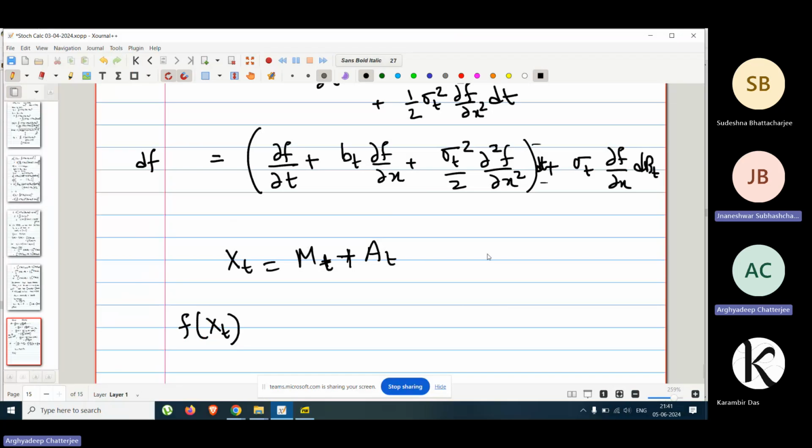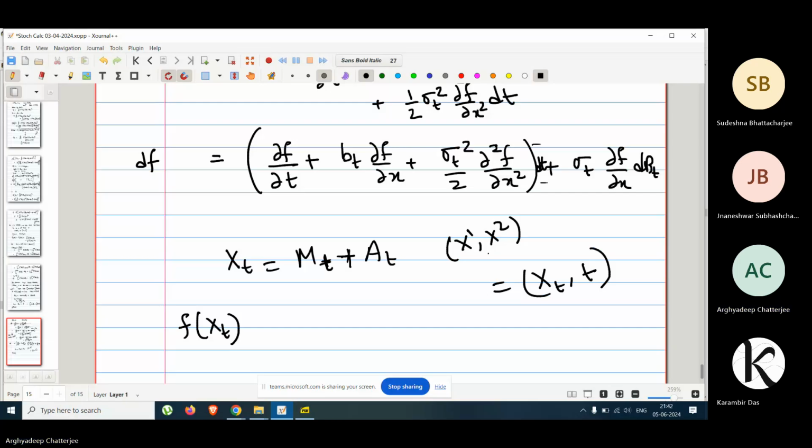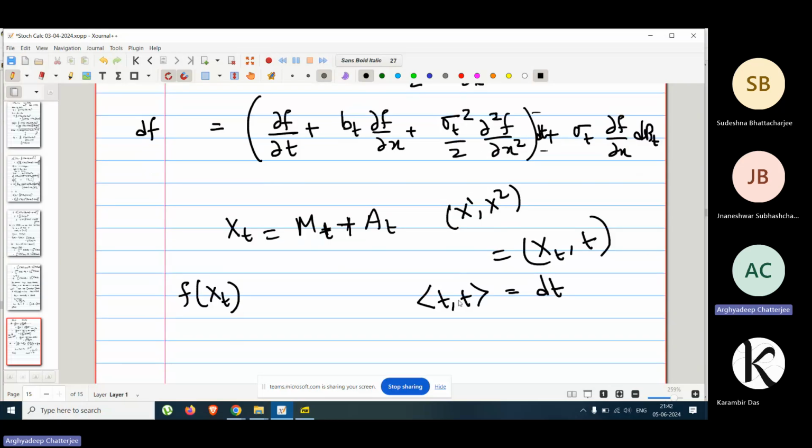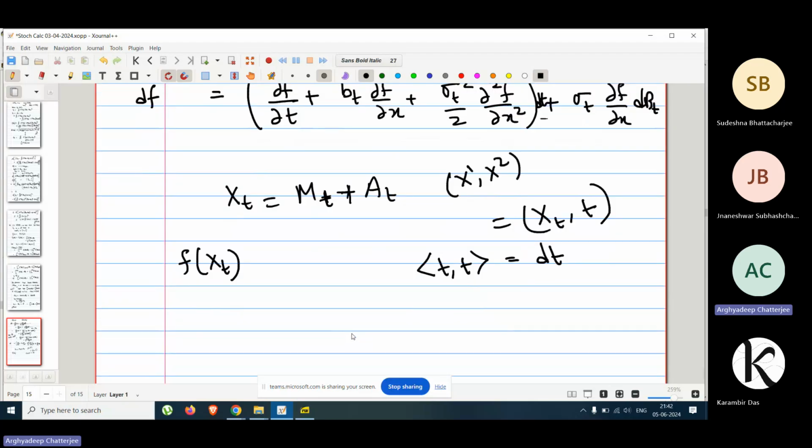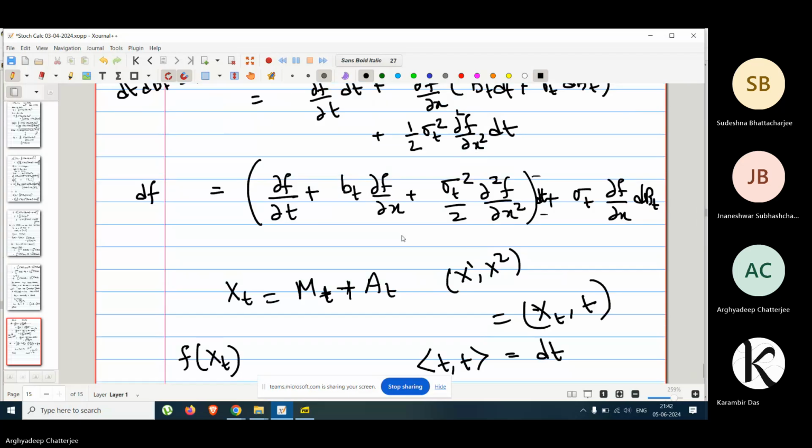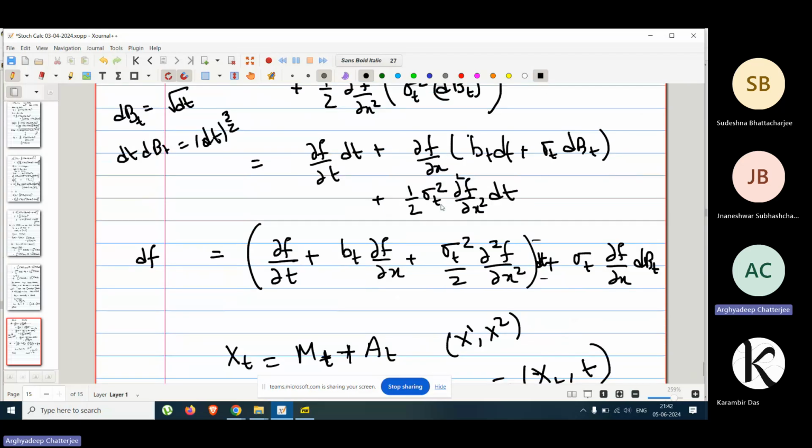So if x1, x2 is equal to xt and t, then the term tt will be just dt. And t xt, like xt t, would also be dt, right? If xt is a Brownian motion, you will get dt. And what about t and xt? Here you will get sigma t squared.